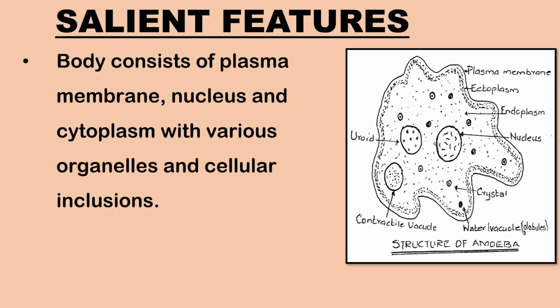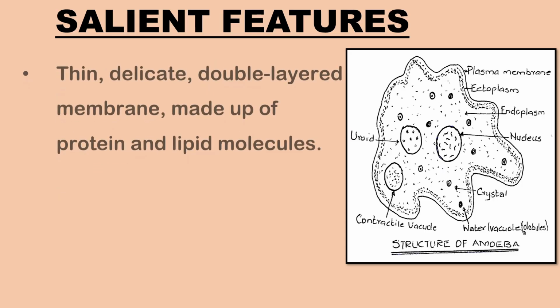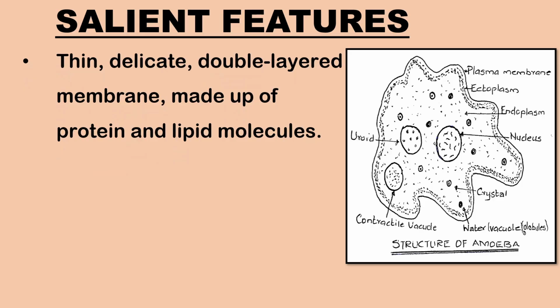The body of amoeba consists of three basic parts: the plasma membrane, the nucleus, and the cytoplasm, with several organelles like contractile vacuole, food vacuoles, mitochondria, Golgi apparatus, and cellular inclusions like water globules, fat globules, and crystals. The thin, delicate double-layered membrane is made up of protein and lipid molecules.